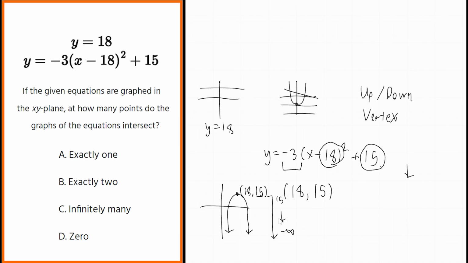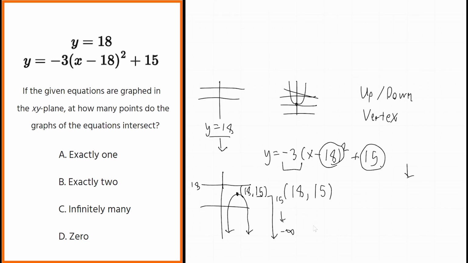And so you can see, if we were to graph our equation y equals 18, it would come across here and be at the value of 18 for every x value, and it would in fact not intersect with our parabola at all.